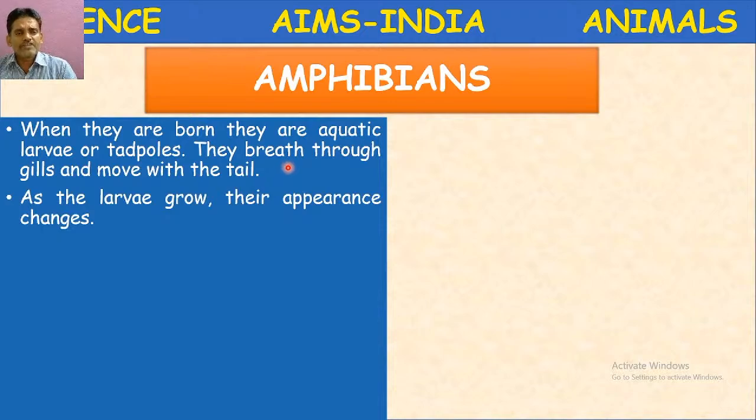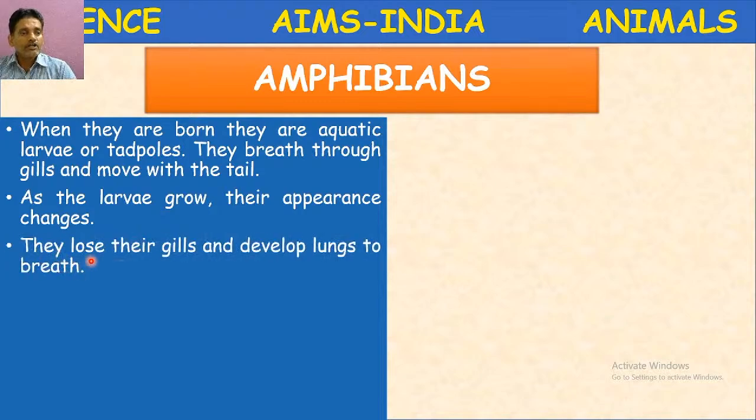So there are a lot of changes we observe in the larva and adult. As the larvae grow, their appearance changes. They lose their gills and develop lungs to breathe. This is called metamorphosis. The larva is born with gills and tail. When it becomes adult, gills disappear and lungs develop.